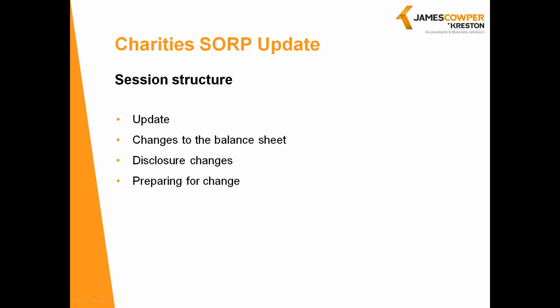So as I mentioned, the first thing we're going to do is just really update on the changes that are affecting charity accounts over the next year or so. So briefly run through the reasons for the changes that are happening and what is happening. We're then going to look at the changes that will be happening to balance sheets as a result of the new SORP, and also some new disclosures that are required under the new SORP. Finally, we're going to look at preparing for the change, so have a think about some of the things that charities, their accountants and their trustees need to have a think about in readiness for the change.